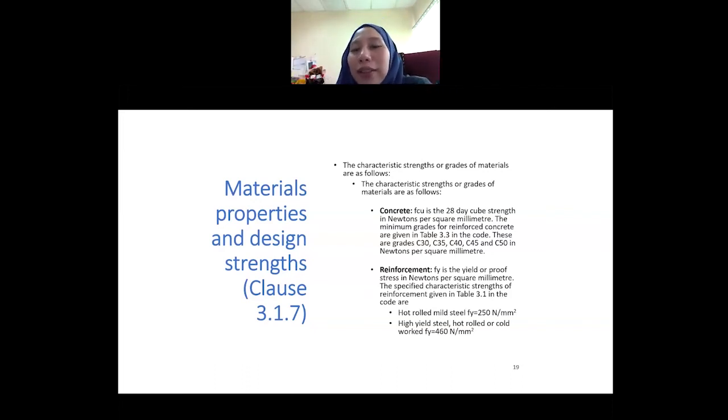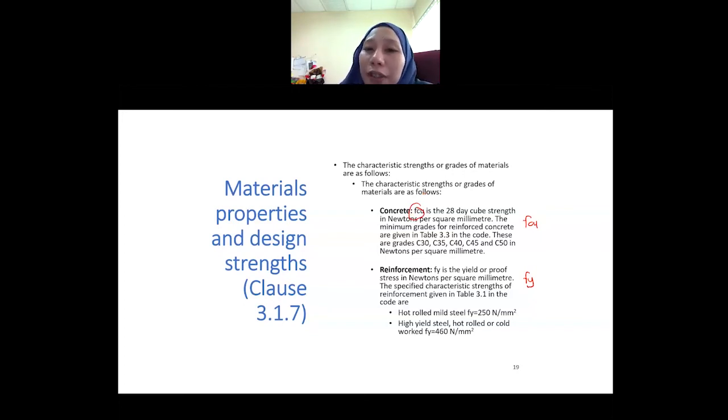Alright, so characteristic strength for grades of material are as follows. So we know that we're going to use the concrete and also reinforcement because nama dia reinforcement concrete. Okay. Before this, I dah explain, I dah bagi tahu reinforcement strength Fy. Okay, steel strength Fy. This is the symbol for concrete, FCU. Okay, ini dia. That is the concrete strength.